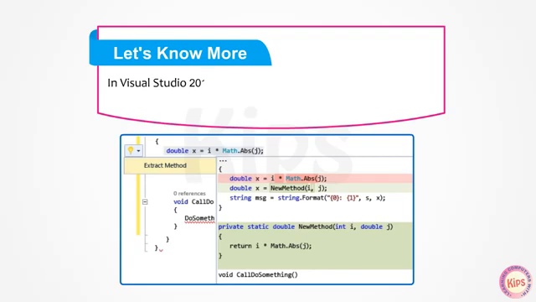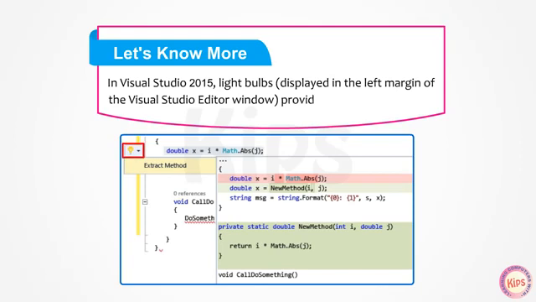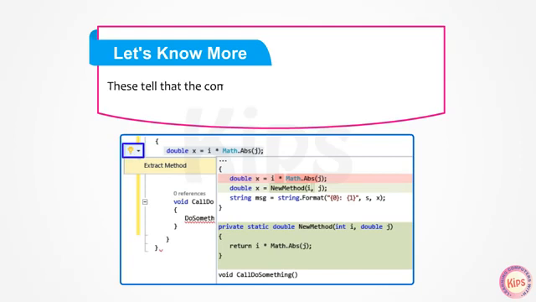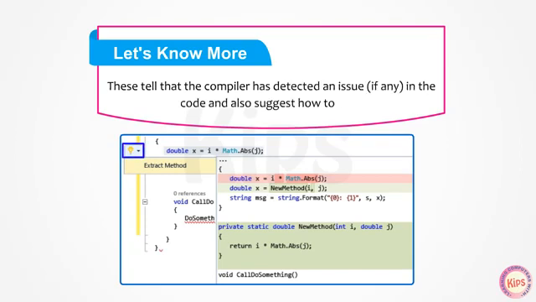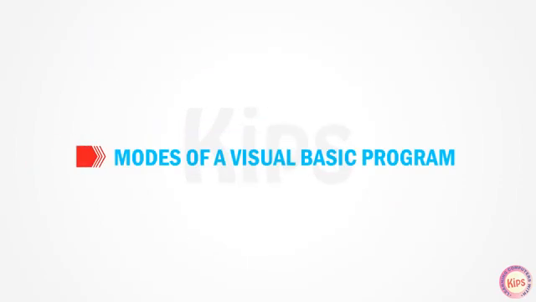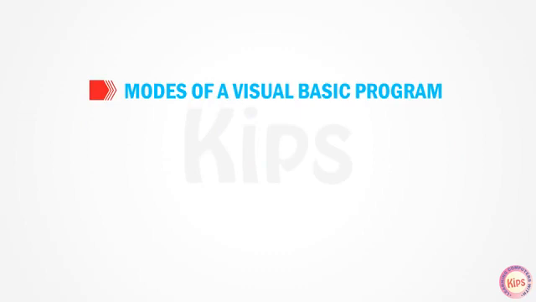Okay, let's know more. In Visual Studio 2015, light bulbs displayed in the left margin of the Visual Studio Editor window provide live code analysis. That is, these tell that the compiler has detected an issue, if any, in the code and also suggest how to fix it. Alright, let's now talk about the modes of a Visual Basic program.